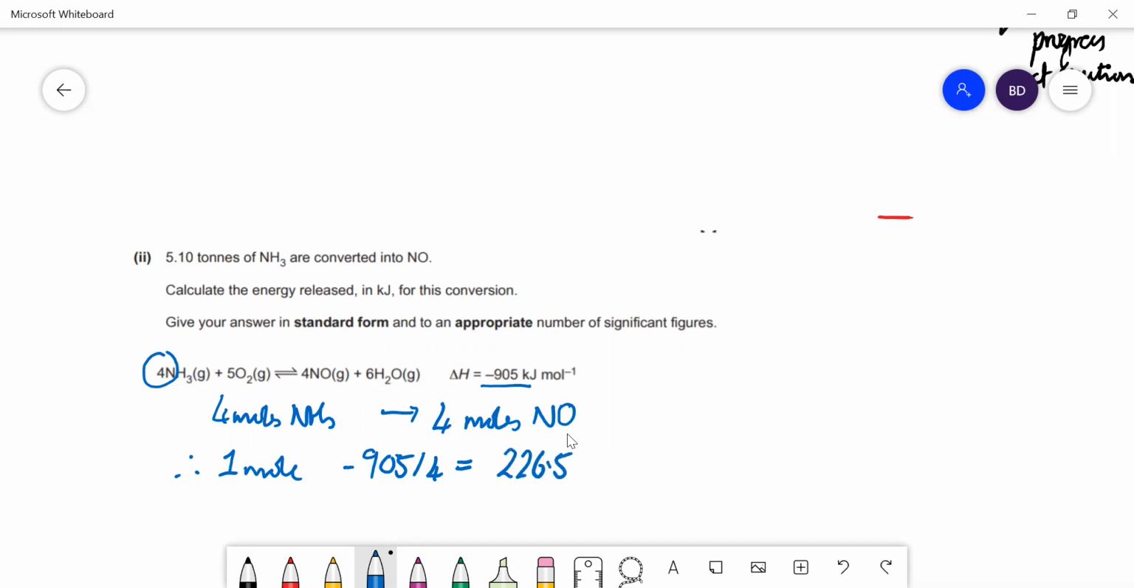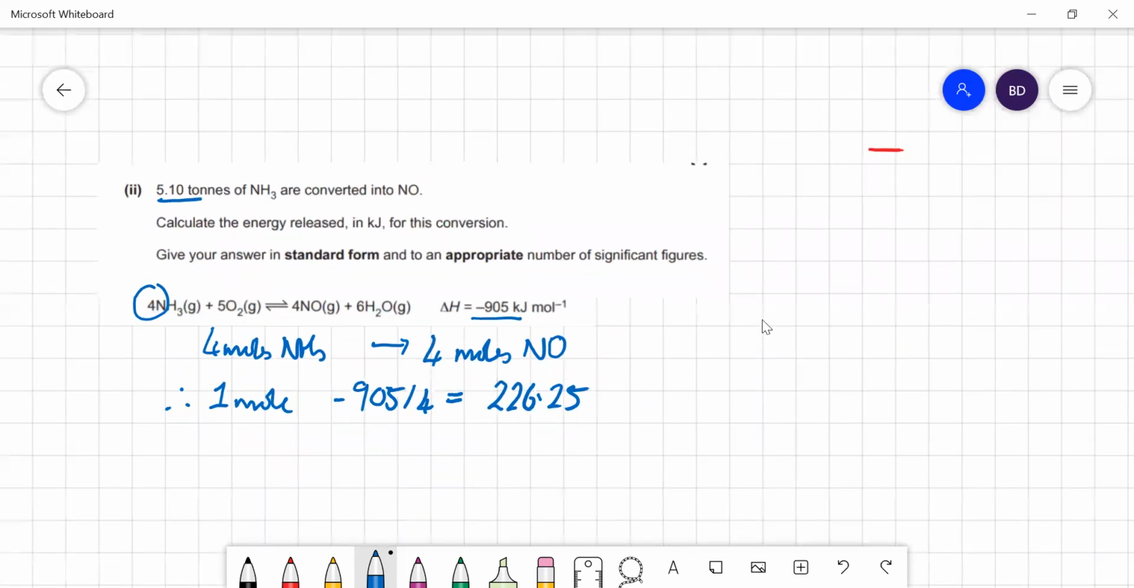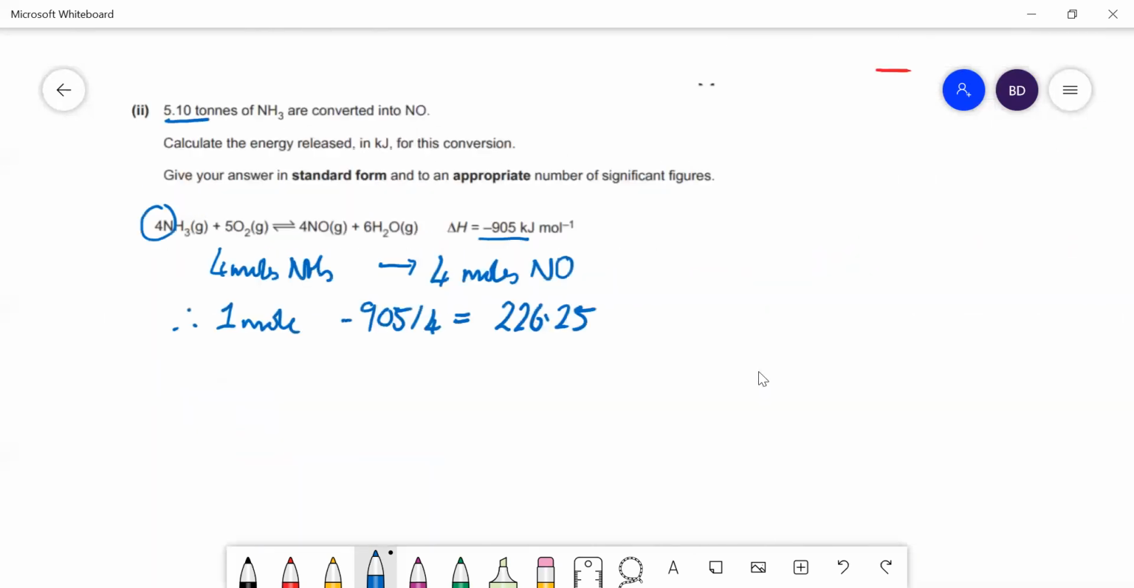That's for 1 mole of ammonia. Now the next thing we have to do is work out how many moles of ammonia we actually have in this 5.1 tons. So 5.1 tons is equal to 5.1 times 1,000 kilograms. And then we need to convert that into grams.